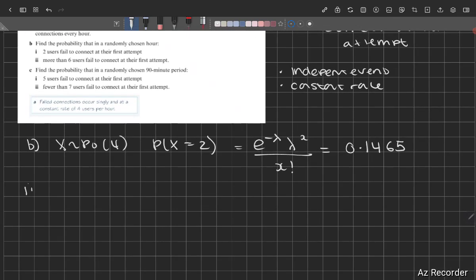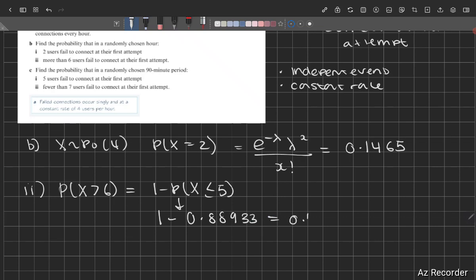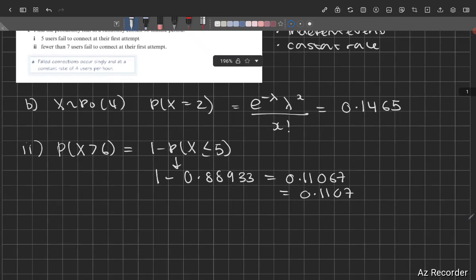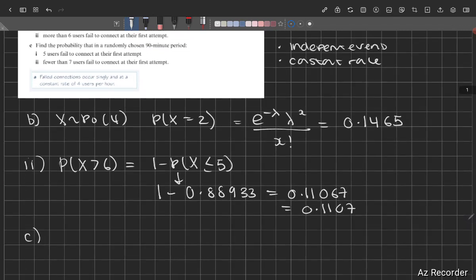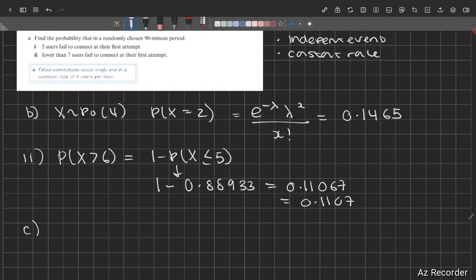Okay, so for part B, the probability that more than 6 users failed to connect on their first attempt, that is the probability X is greater than 6, which is equivalent to 1 minus the probability that X is less than or equal to 5. If we plug this into our calculator, we get 1 minus 0.88933, which is equal to 0.11067 or 0.1107.